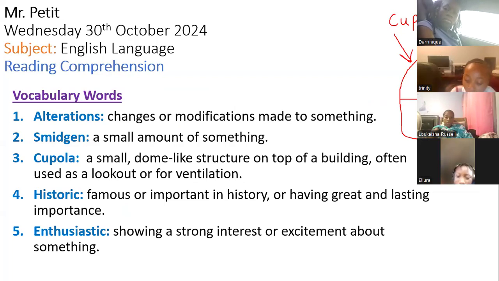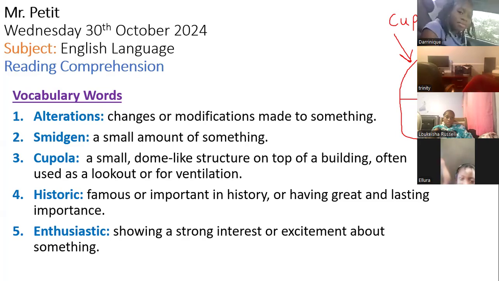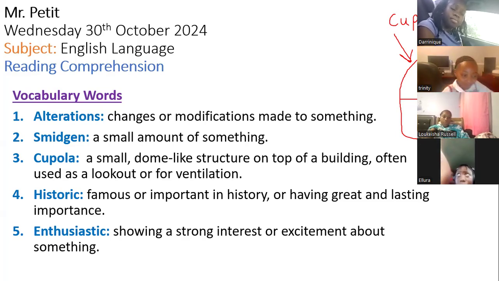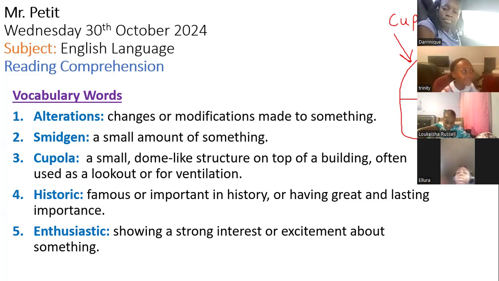And Darren, what's your favorite word and why? My favorite word is also historic because I like seeing old things and then learning about them. Uh-huh. Okay. Nothing wrong with that. And Trinity. My favorite word is historic because I like seeing old places and I like that I can visit it. Okay. Thank you, Trinity.